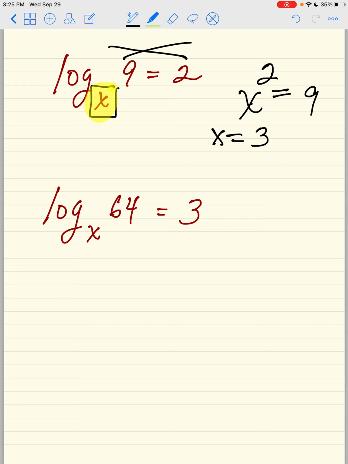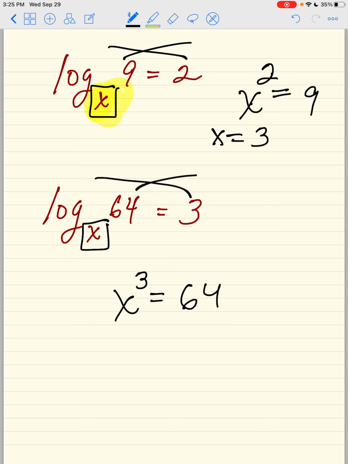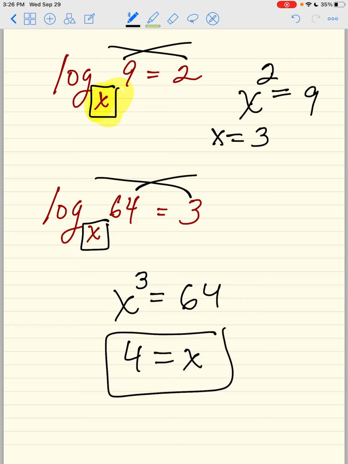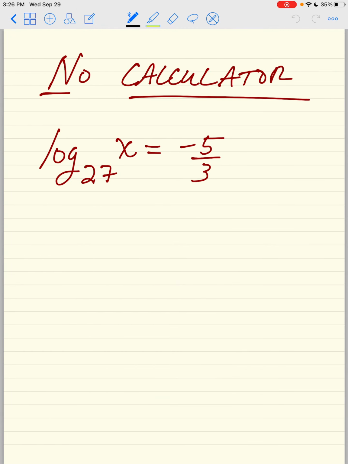This could never be a negative value. Never. Okay? Lift and shift. 4 to the third makes 64. Okay? No calculator. We're going to lift and shift in order to get rid of this log piece.